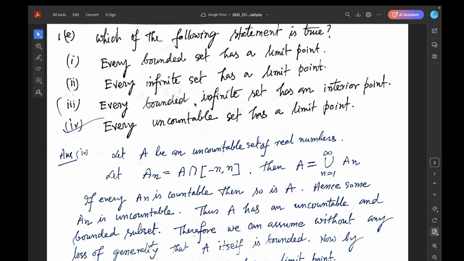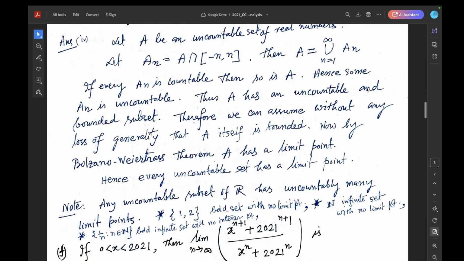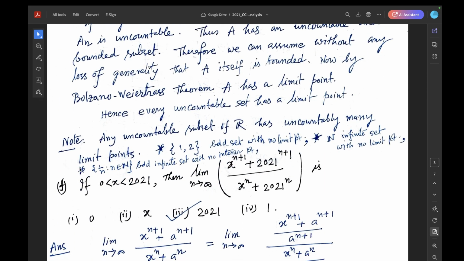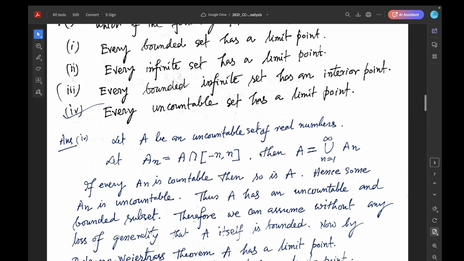Option 3: every bounded infinite set has an interior point. The set {1/n such that n belongs to the natural numbers N} is a bounded infinite set with no interior point. So the statement that every bounded infinite set has an interior point is also wrong. So only statement 4 is the correct option.